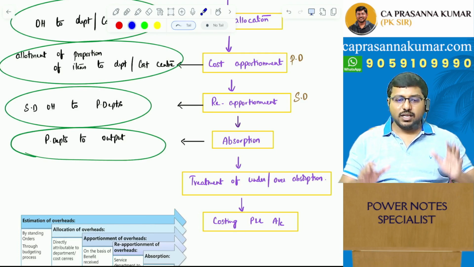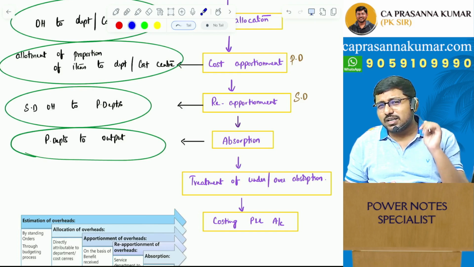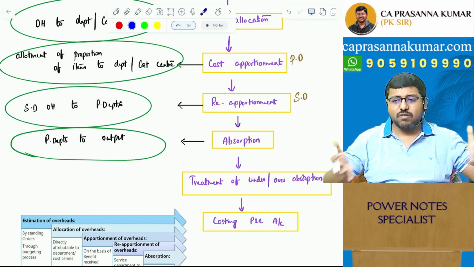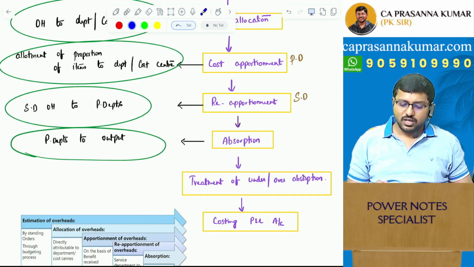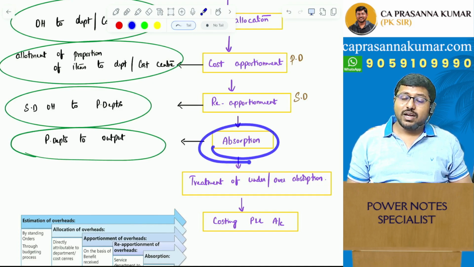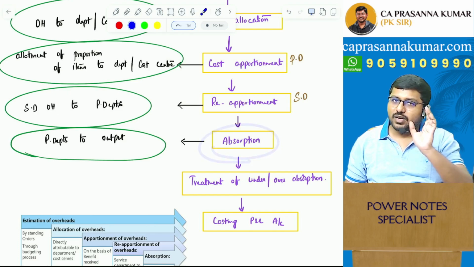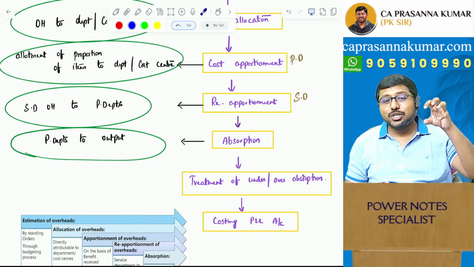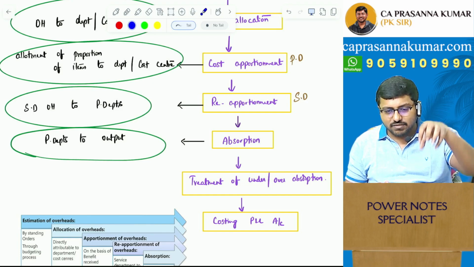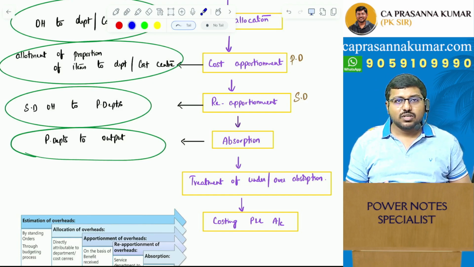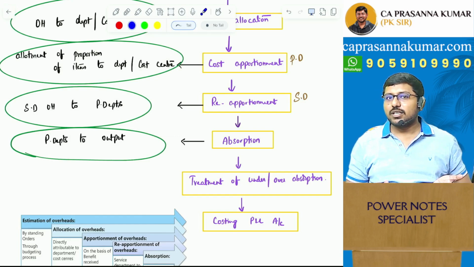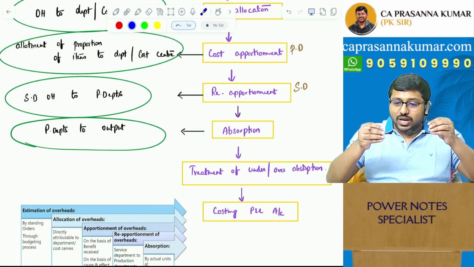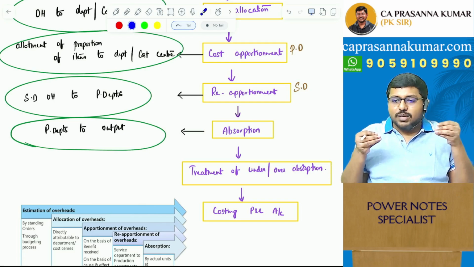For example, there is production department 1. What is the predominant influencing factor in this department? Labor hours. It is a labor dominated department, full of labor, less number of machines. Then you will divide the overheads by labor hours. You will get the labor hour rate. Production department 2 is dominated by machines. So the predominant influencing factor is machines. So divide it by machine hours, you'll get the machine hour rate. You got the point? Like that, you will do absorption. So you calculate the machine hour rate or labor hour rate, and you'll keep it like this.